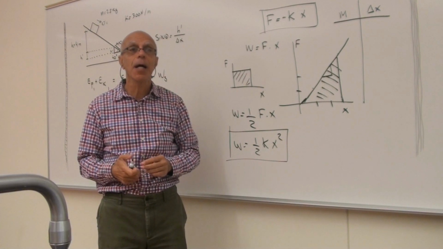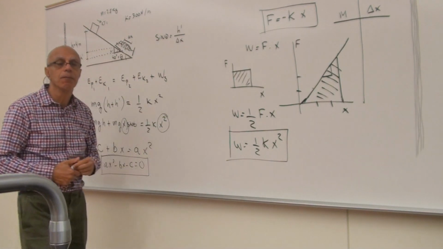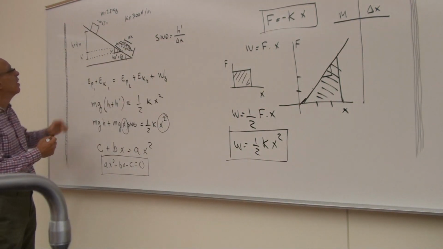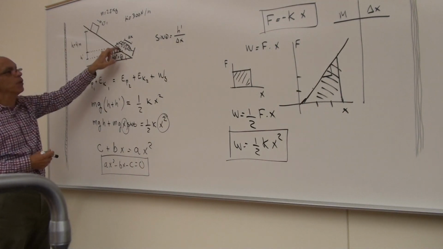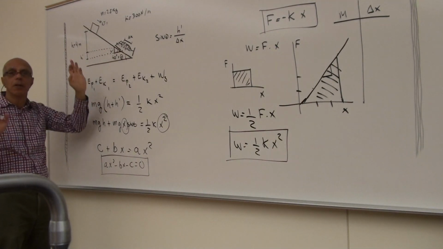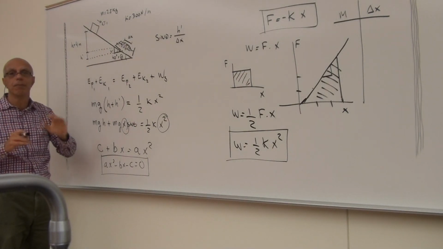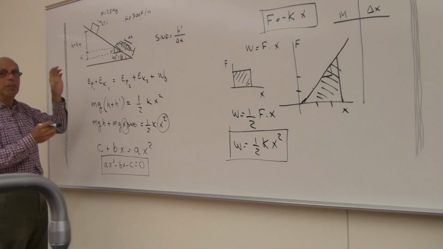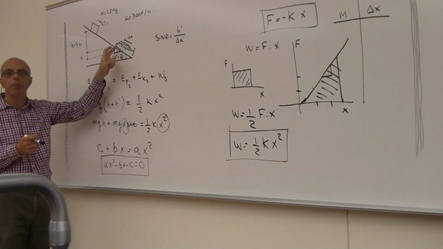I have a question. The H of 4 meters, is it from the block to the spring or from the block to the bottom? It's from the block to the spring at equilibrium. And then H prime is just the displacement, the compression of the spring.